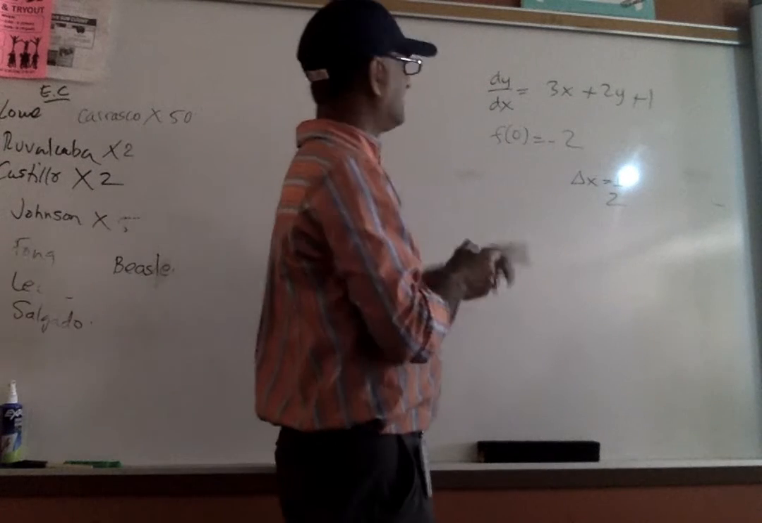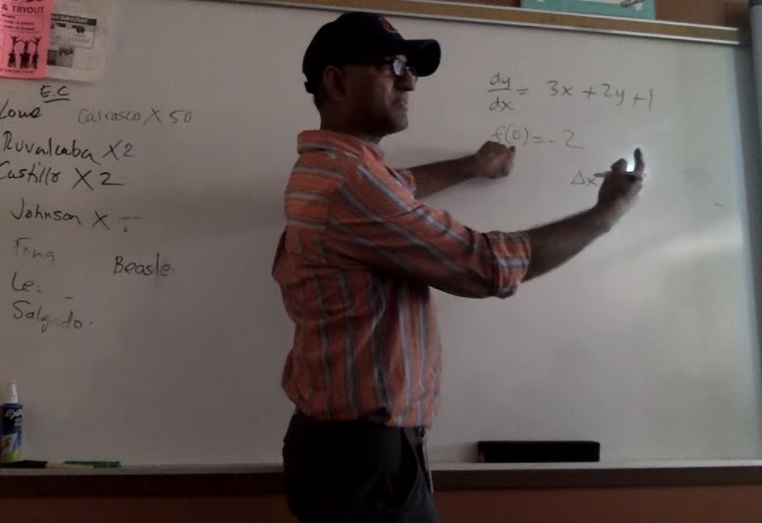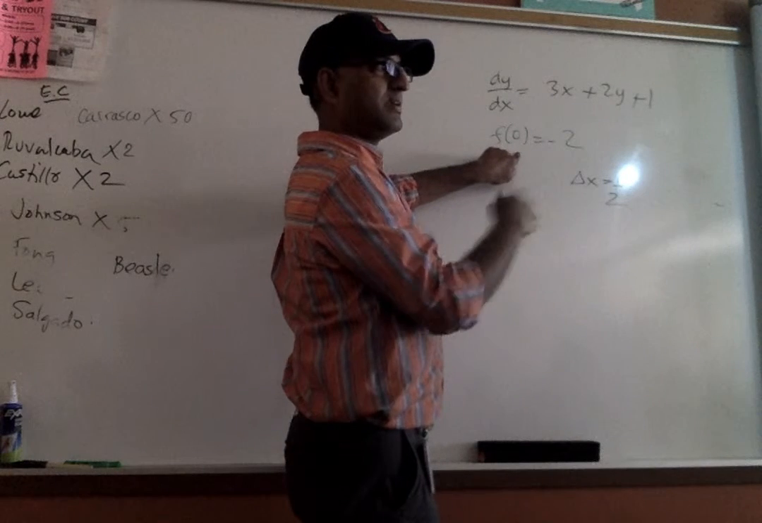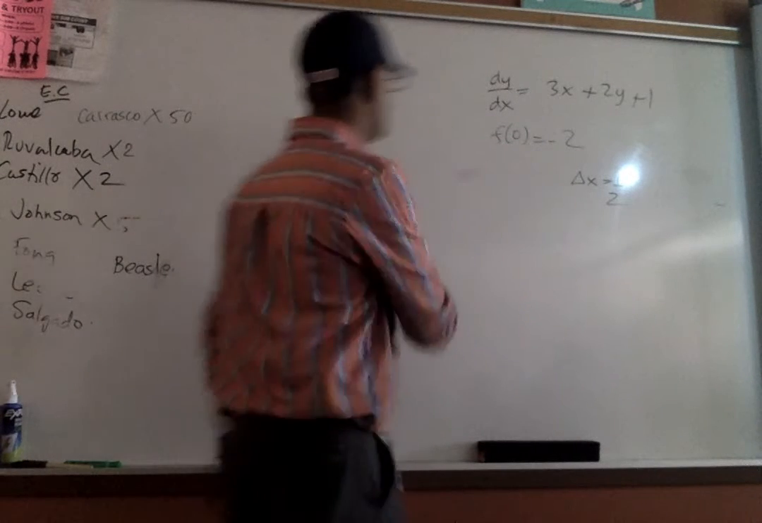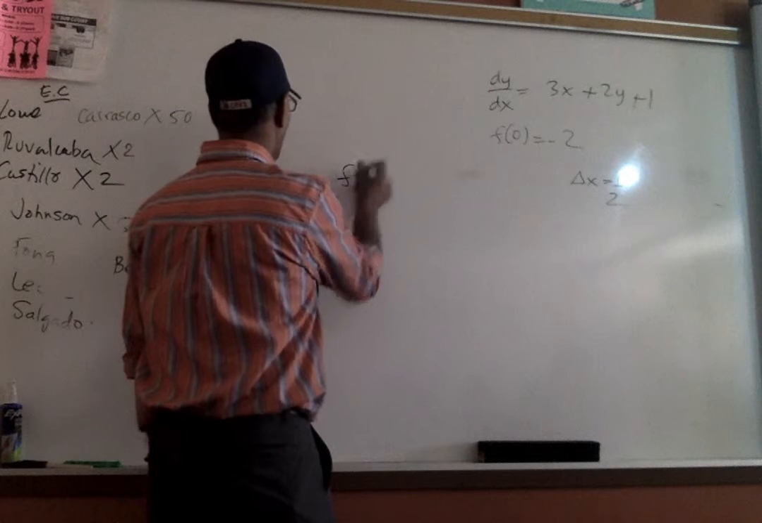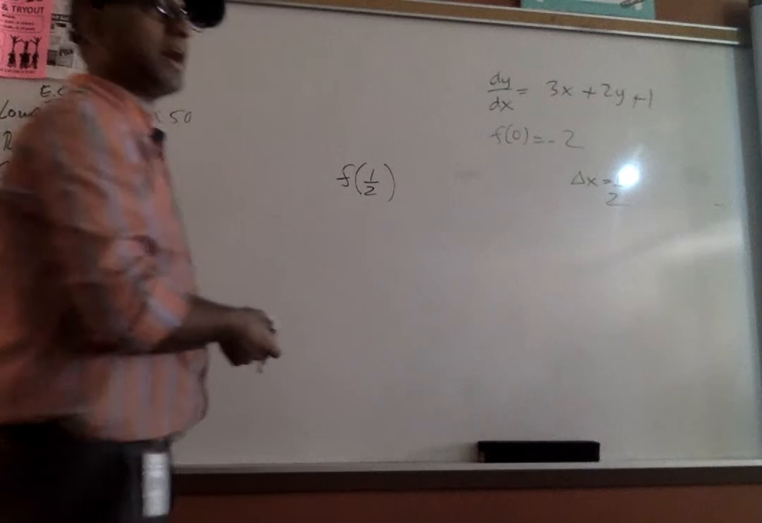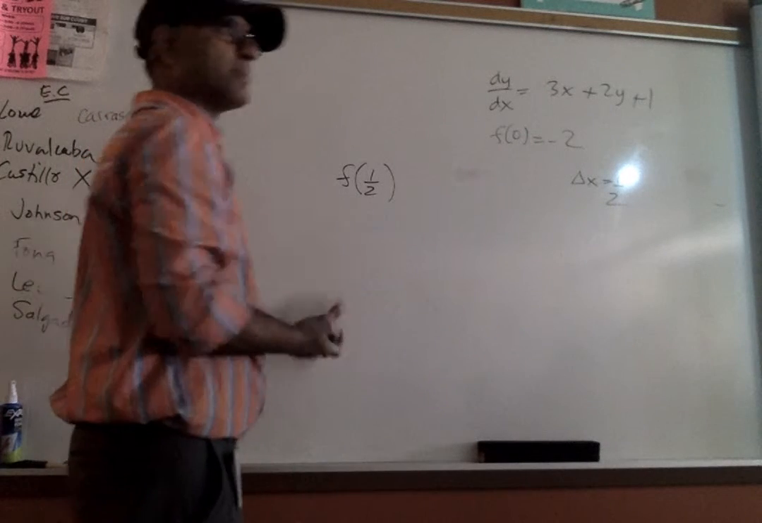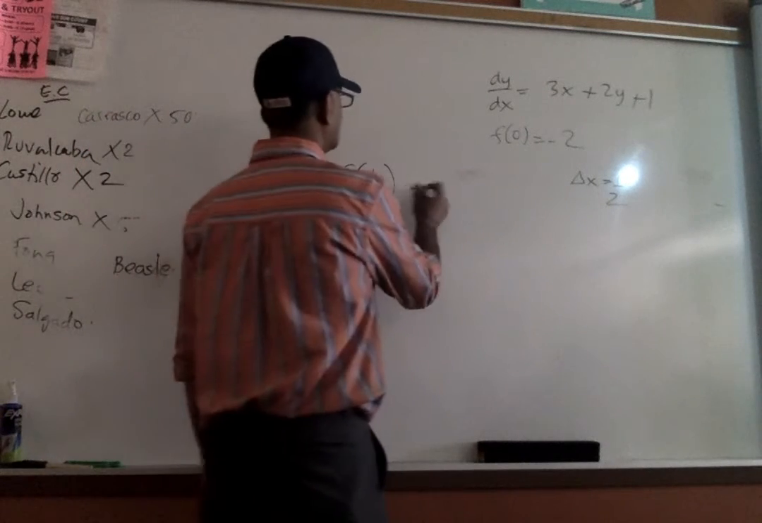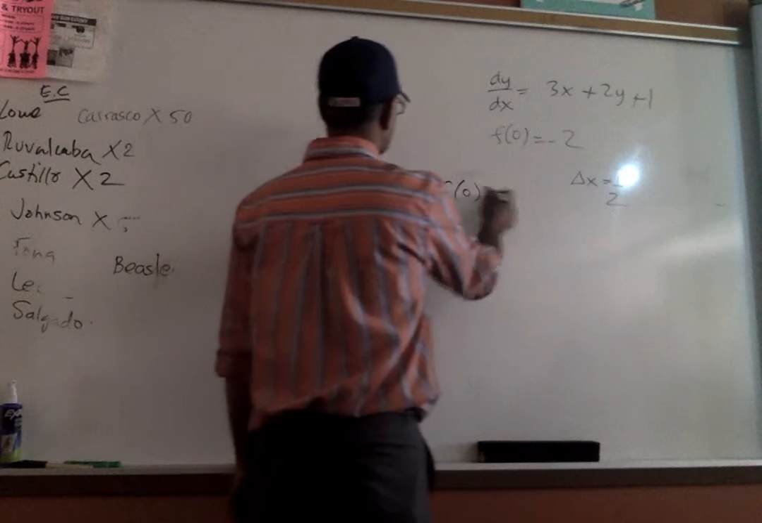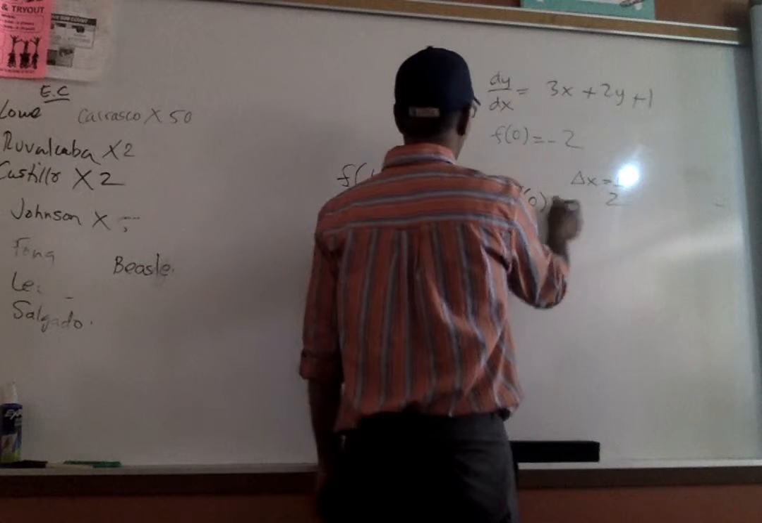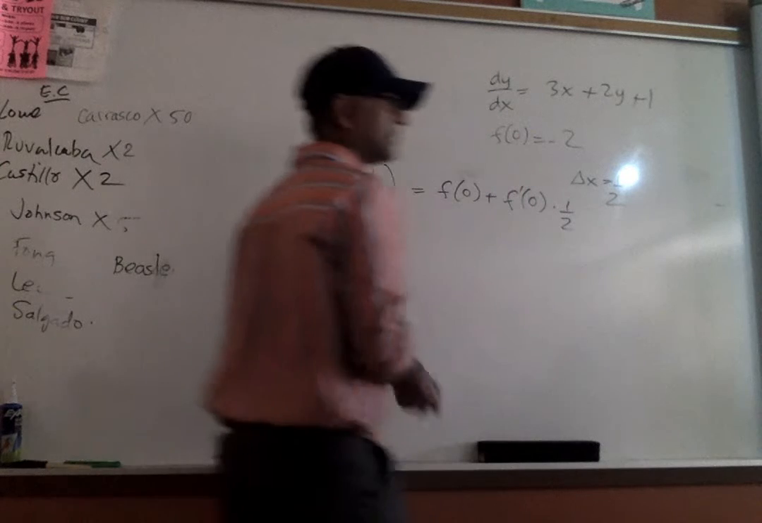We're starting at 0 going to 1. So how many steps should I use? 2, because each of them should be 1/2. So I will first find f of 1/2. Is that clear? I hope you remember, this is standard line approximation. So f of 1/2 equals f of 0 plus f dash of 0 times delta x, which is 1/2.